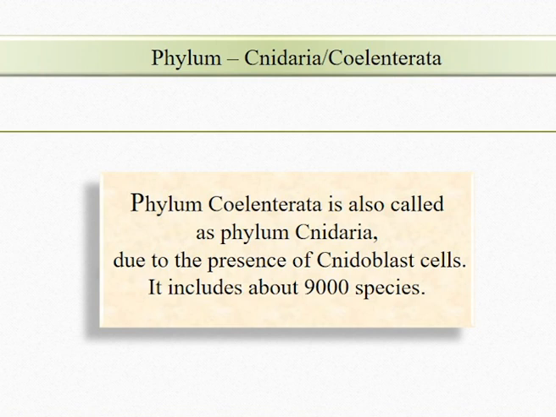This phylum Cnidaria or Coelenterata, the name indicates the presence of cnidoblast cells. These are the cells present which add to the name Cnidaria, and it is one of the most colorful of the different phyla of the animal kingdom. It includes many species living in aquatic forms, of which many are marine and few are freshwater. On the whole, it includes around 9,000 species.